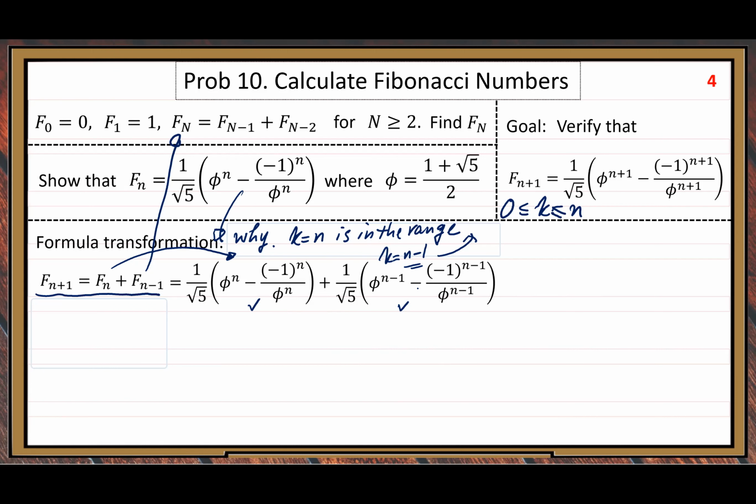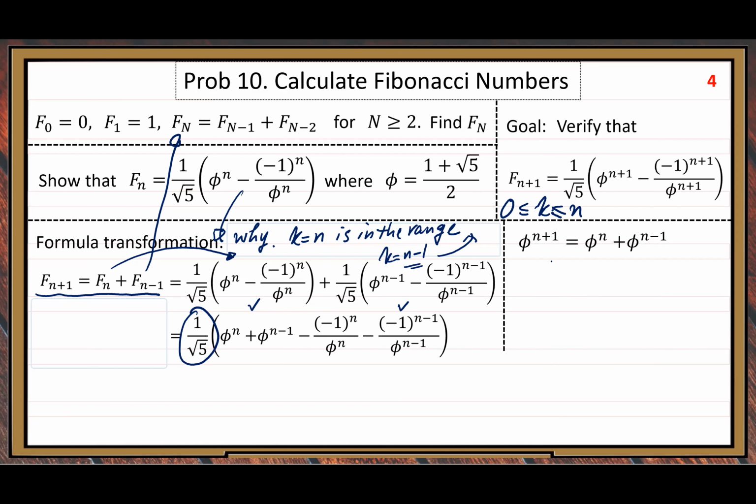Then, our goal, what is our goal? Here we do simplification. These two, I just factor out a common factor, 1 over root 5, and put all the four terms inside one big parenthesis. Before I go further, remember, our goal is the right-hand side equals, replace k, extend the range, right? Replace k by n plus 1, but we know that replacement should be proved.